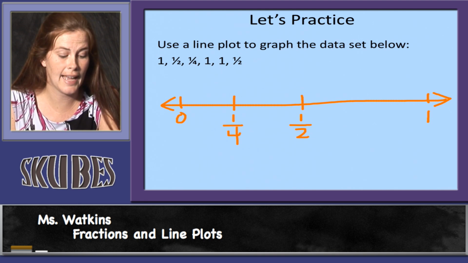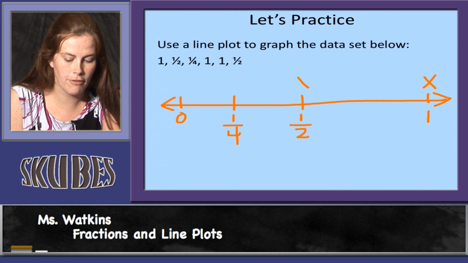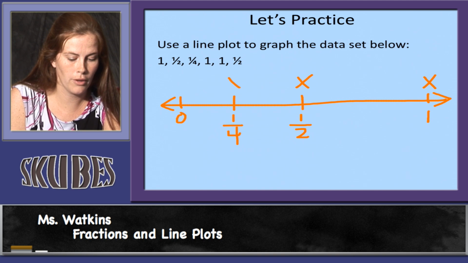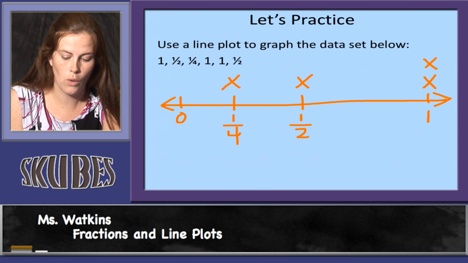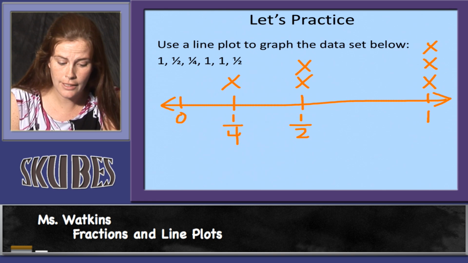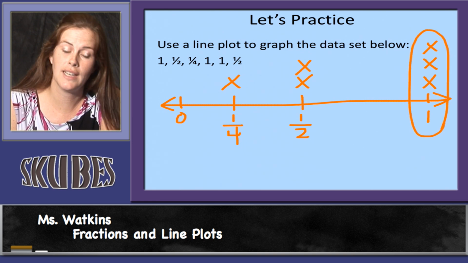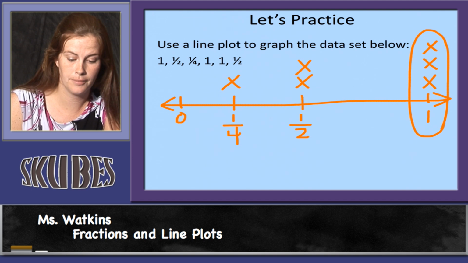Okay, so let's plot our data. We have 1 whole first, 1/2, 1/4, 1 whole, 1 whole, and 1/2. Okay, so now we've created a line plot. And you can easily look and see that 1 whole was listed more than any other data.